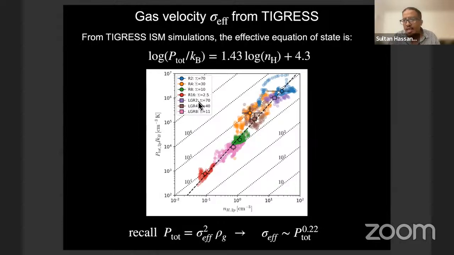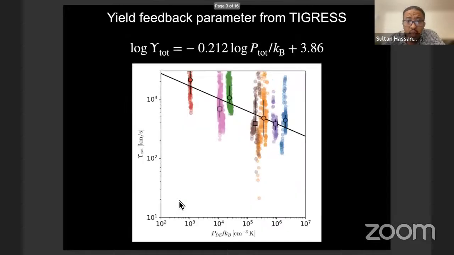And you see here they have a correlation between, of course, the pressure and the density. And then you can actually have a relation and you make a fit. You use that fit of the effective equation of state with the equation of the sigma squared rho g, and then you can come up with the relation of how the sigma effective is related to the pressure. So now once we know how to calculate the pressure in the simulation, we can predict what the velocity of the gas is.